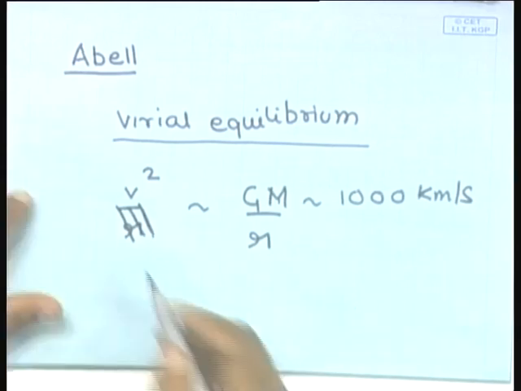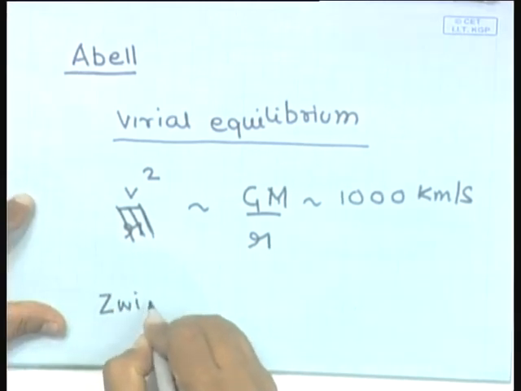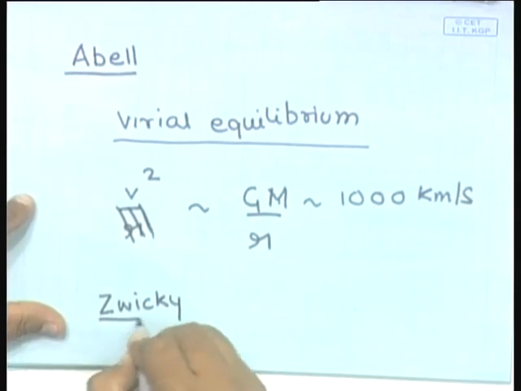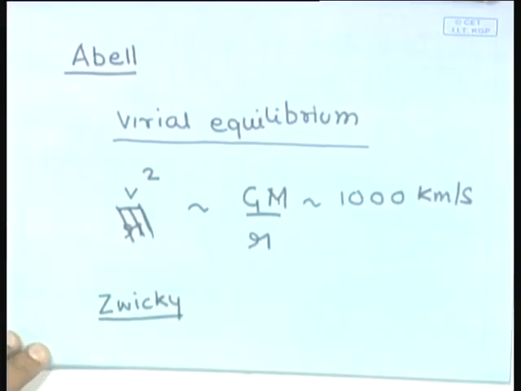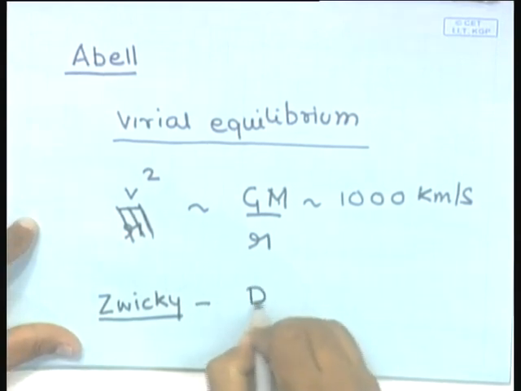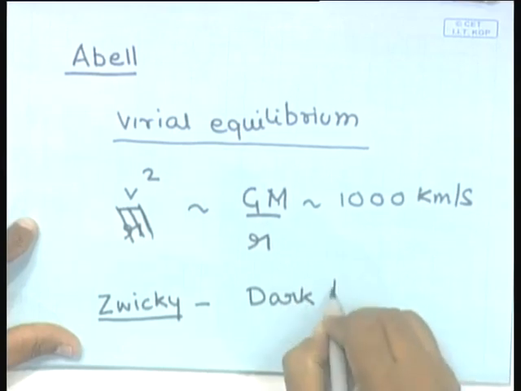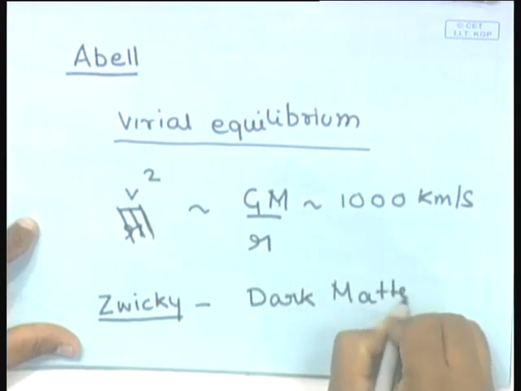So Zwicky, famous astronomer, long before the rotation curves of galaxies were measured, had used this to come to the conclusion that there is dark matter. If you take this value and estimate the mass of the cluster, and then you count the number of galaxies and estimate the mass of the cluster, it comes out to be much less. So based on this, Zwicky concluded that there must be matter which you cannot see in these clusters of galaxies.